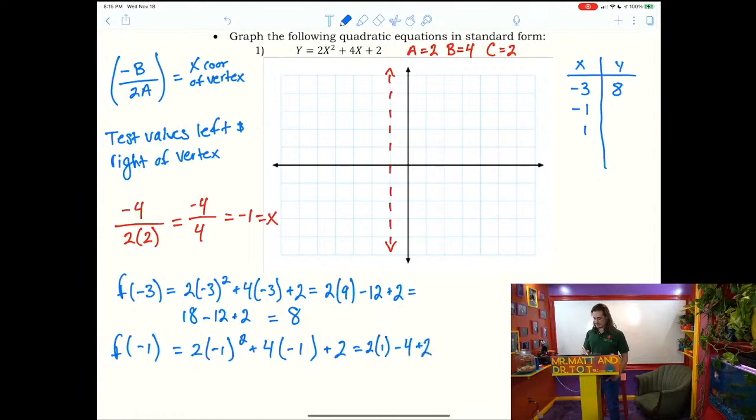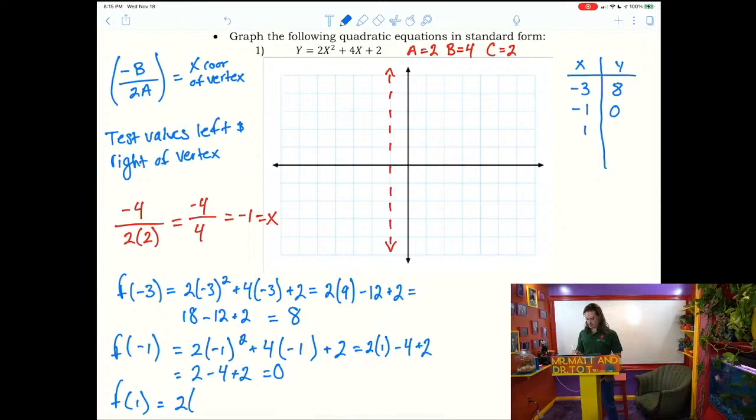And then finally, if I test positive 1, I'm going to get 2 times positive 1 squared plus 4 times positive 1 plus 2. 1 squared is just 1. 2 times 1 is just 2. 4 times 1 is just 4. So I'm going to get 2 plus 4 plus 2. That's going to be 8.